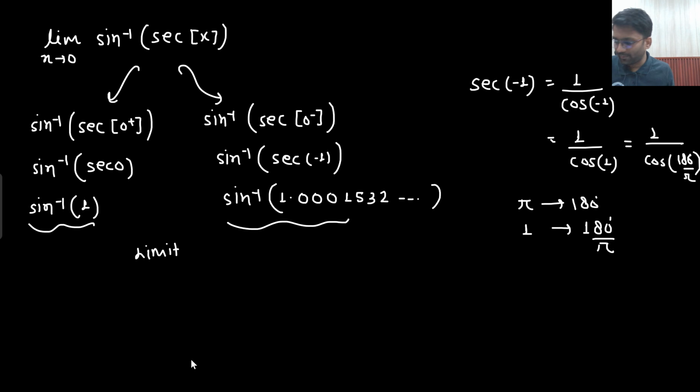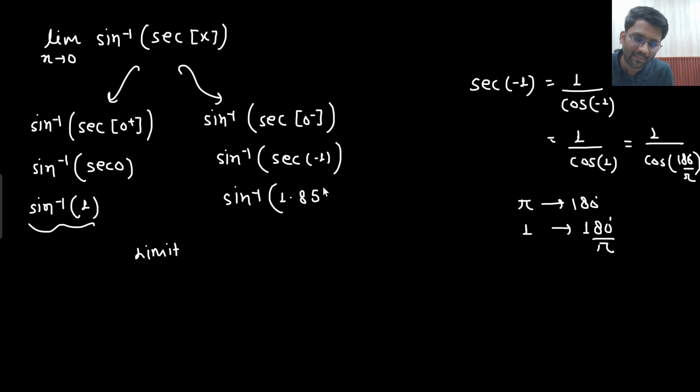Sorry guys, it is coming out to be 1.85. Actually, on my calculator I calculated in degrees. I calculated the value of cos 1 degree. So cos 1 degree, this is the graph.